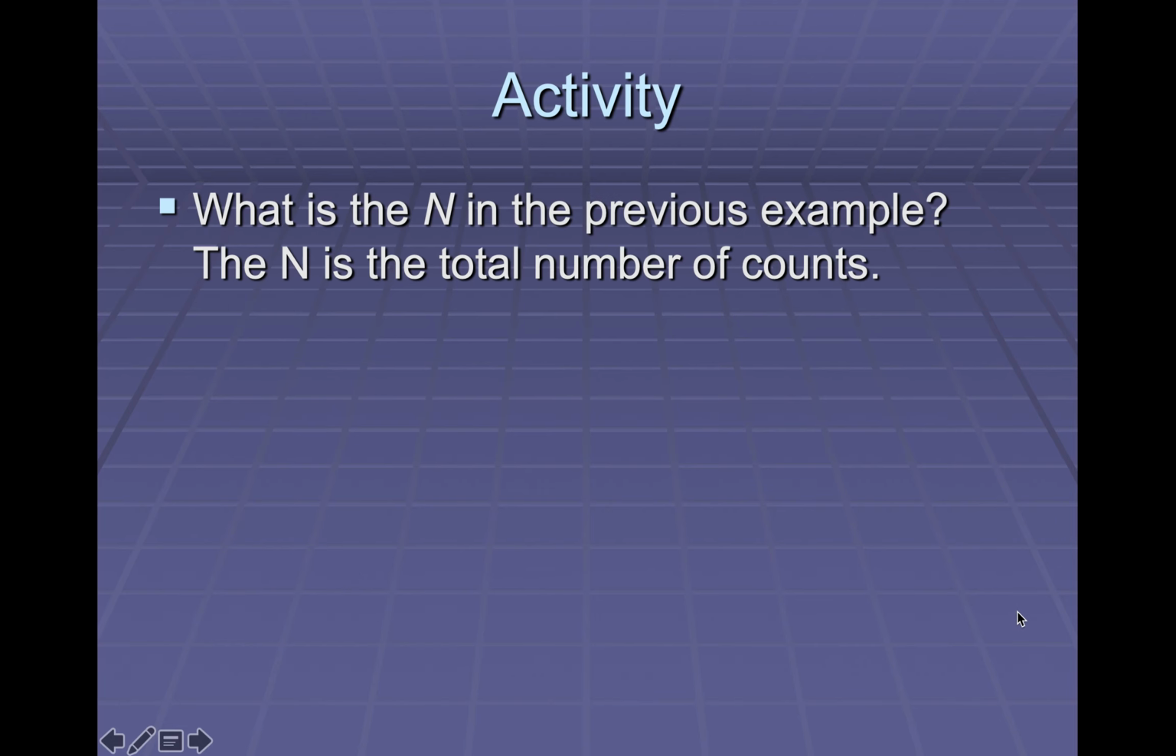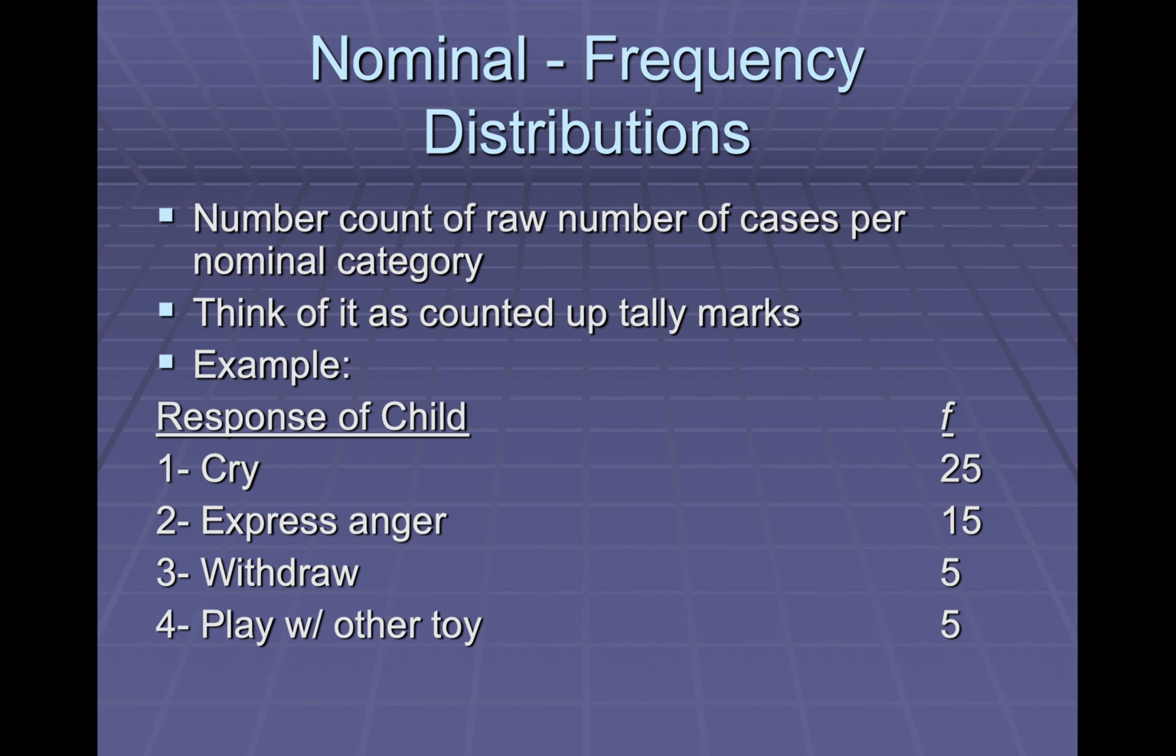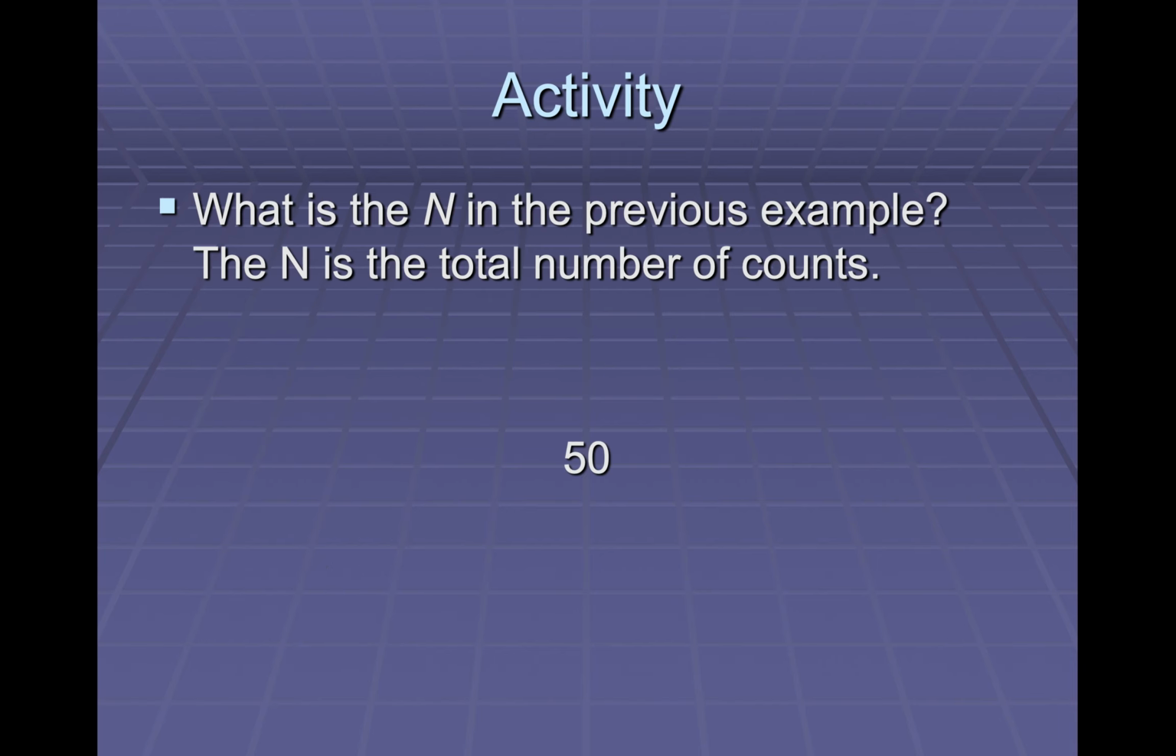So let's do an activity. What is the N in the previous example? The N, by the way, is the total number of counts, or the total number of tallies. So go ahead and count this up for me and tell me what the N is. The N is 50.